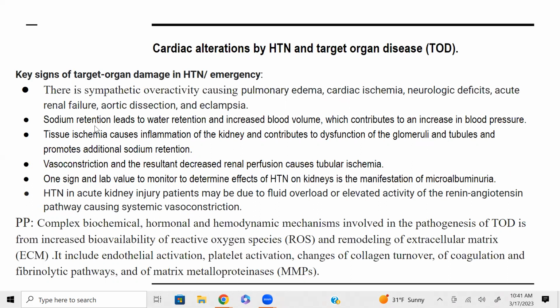And it also causes electrolyte imbalance. It causes tissue ischemia with kidney disease, and then vasoconstriction. That's the key word here. And tubular ischemia, you will see that on the exams. Pathophysiology is described here.